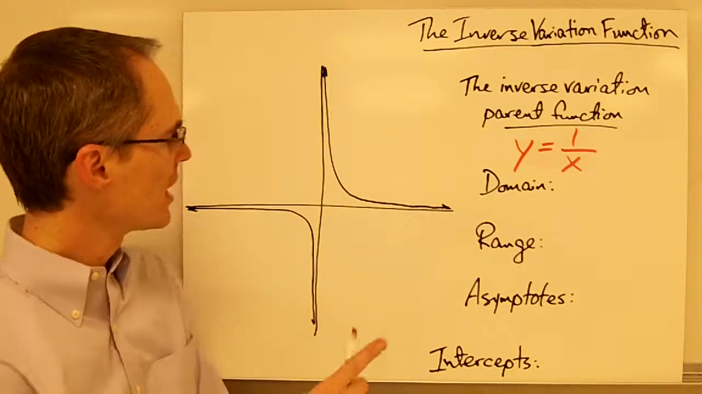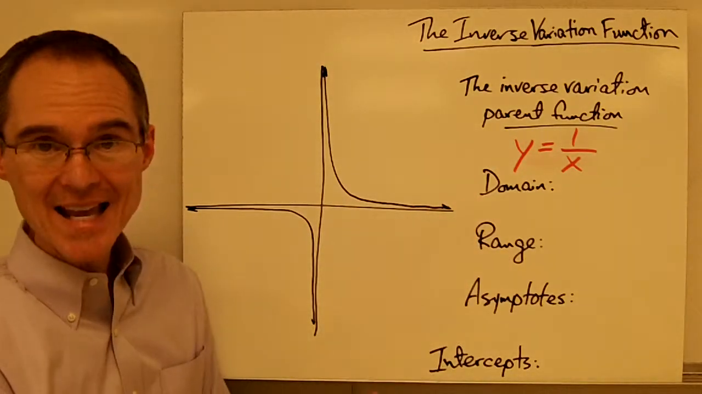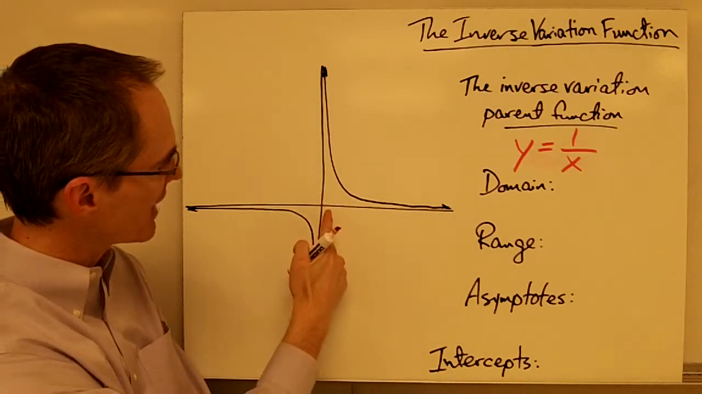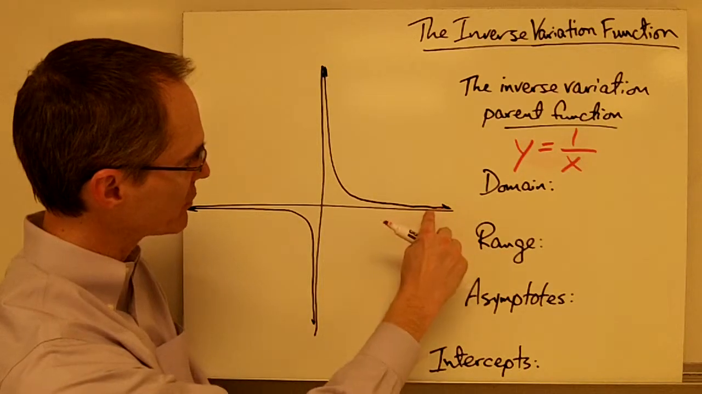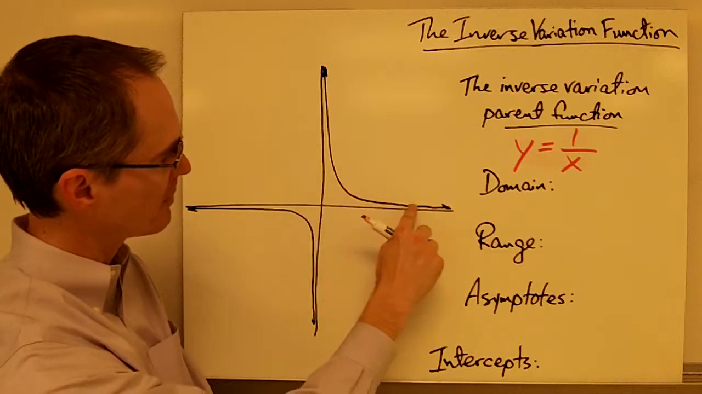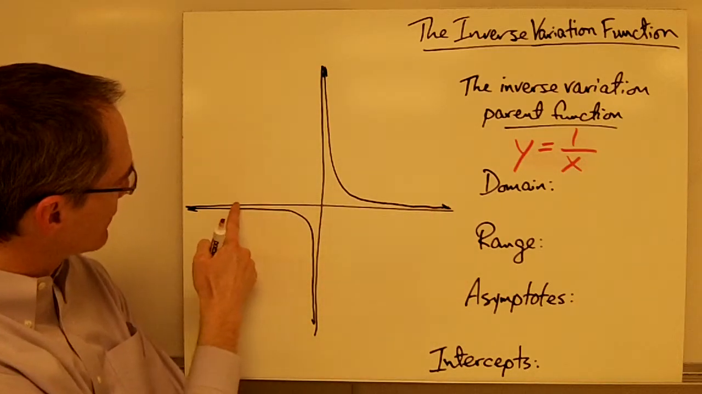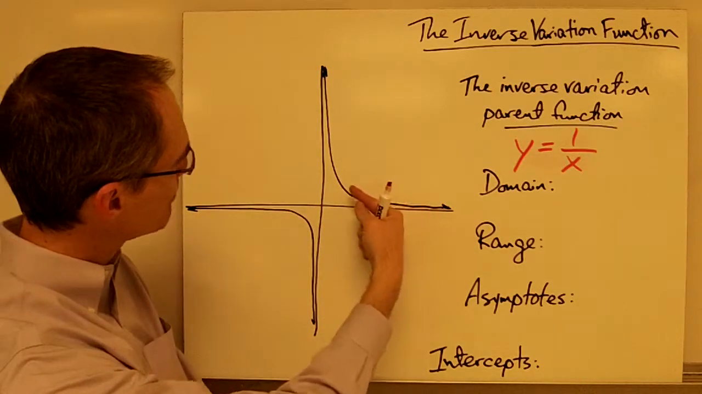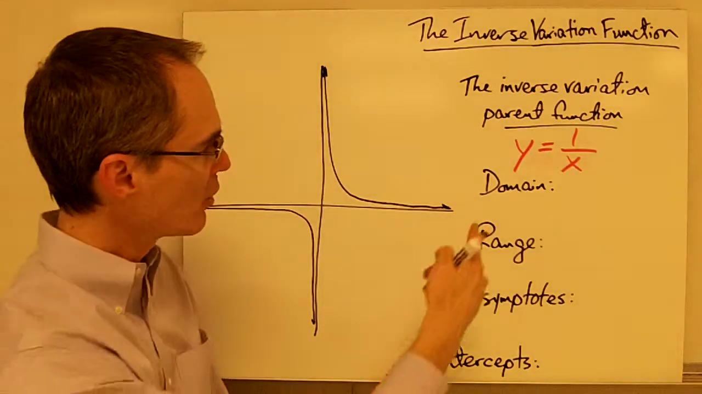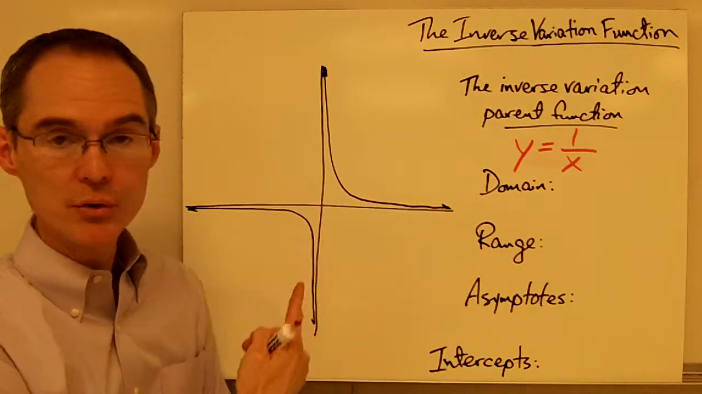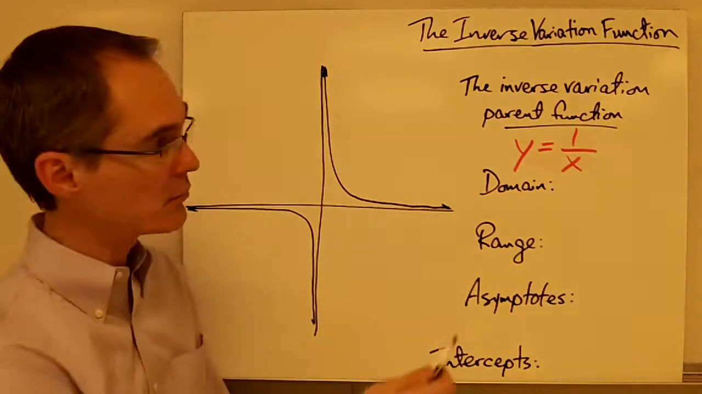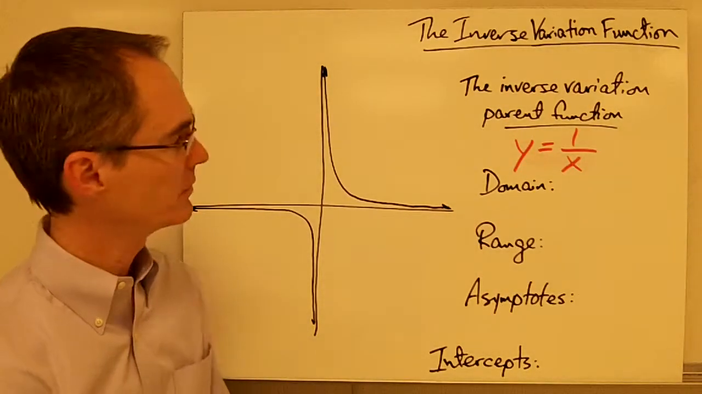So what that means for the domain, remember, is all of the x values that a function can have. Well, I can see I've got all of these positive x values here. That's where the part of the graph here has positive x values. And I've got a bunch of negative x values over here. But since my graph never actually touches the y-axis, I can't have x be equal to 0. And in fact, you can probably see why I can't have x equal to 0 here in the algebraic part of the function.